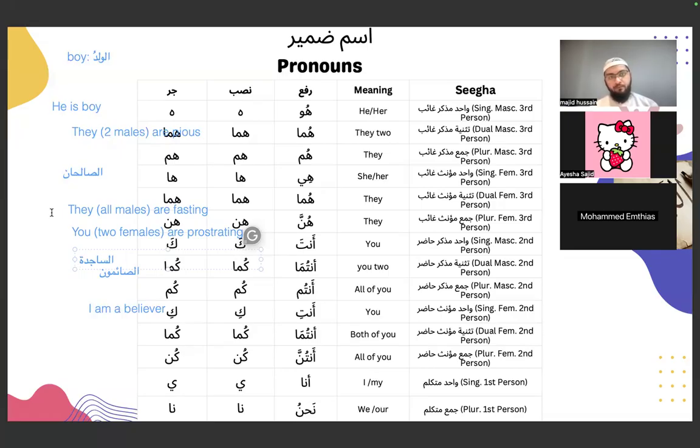Anti Asajidun. You two females. Okay, so Hunna. You two females. Okay, Antuma. Antuma Sajidin. Sajidaini. No, Sajidaini is in the form of nasab or jar. We are looking only from the Rafa. Only from Rafa. Okay.